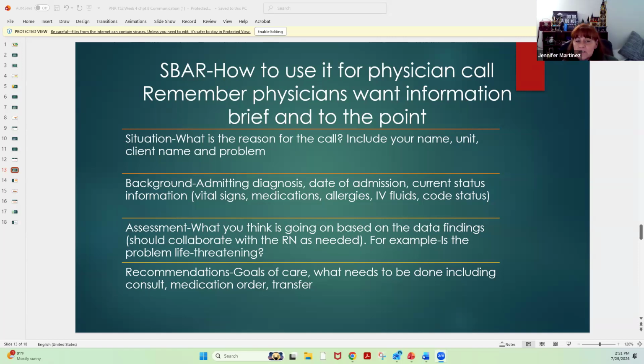So, situation is why you're calling, who you are, who you're calling about. Background is their admitting diagnosis and their current status information. Assessment is what you think is going on based on that data. And then your recommendations: what do you want? Do you need a transfer? Do you need a medication order? Do you need the doctor to come see them? What is it that you need? So it's really a very simple process.